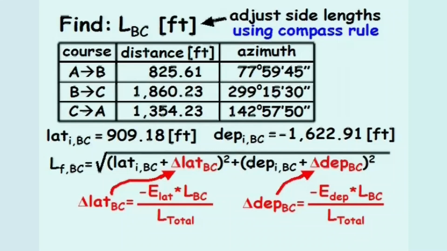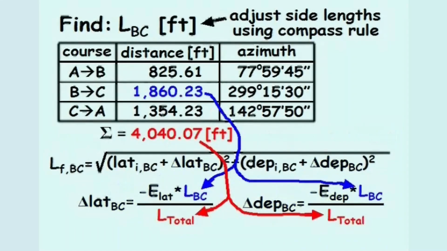Using the compass rule, the change in latitude and the change in departure for course BC equals the negative error of closure for that direction times the length of course BC divided by the total course length. In these equations, we already know the length of course BC equals 1,860.23 feet. And the total length of the traverse is calculated to be 4,040.07 feet.